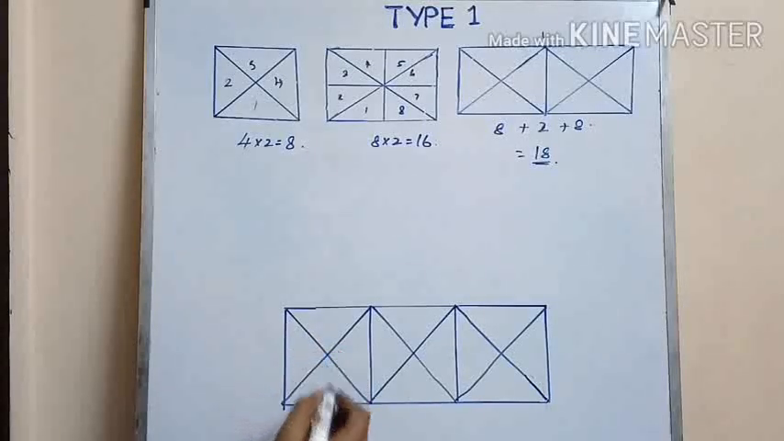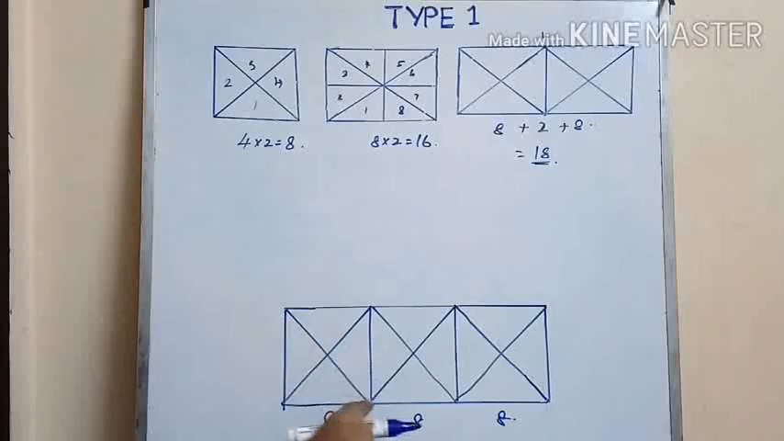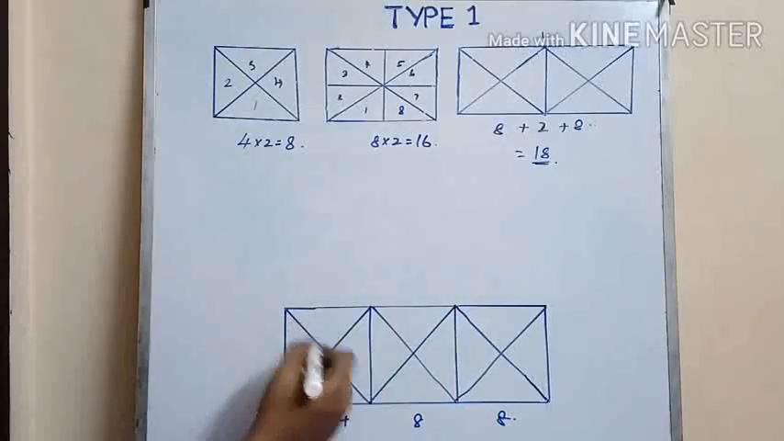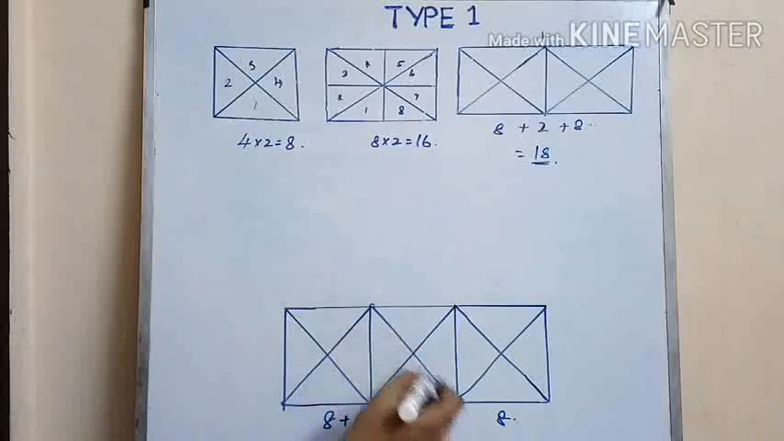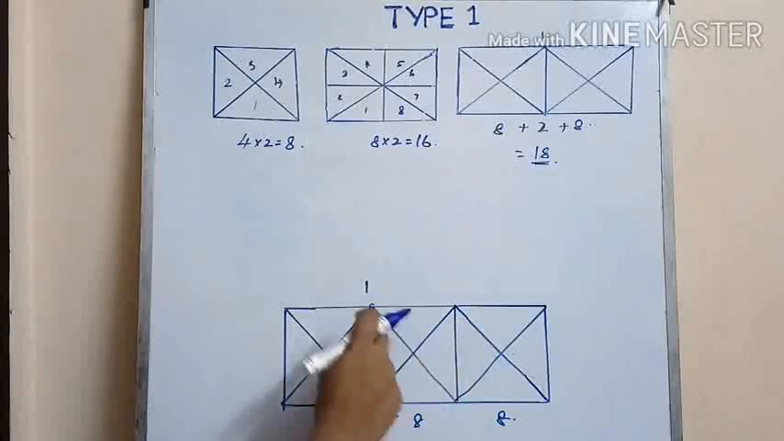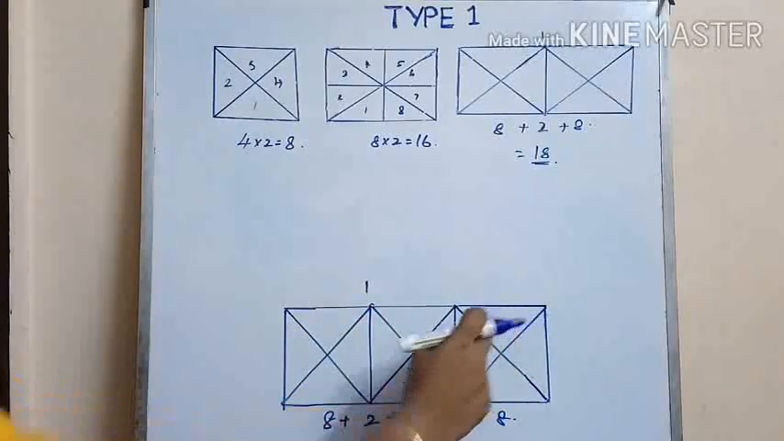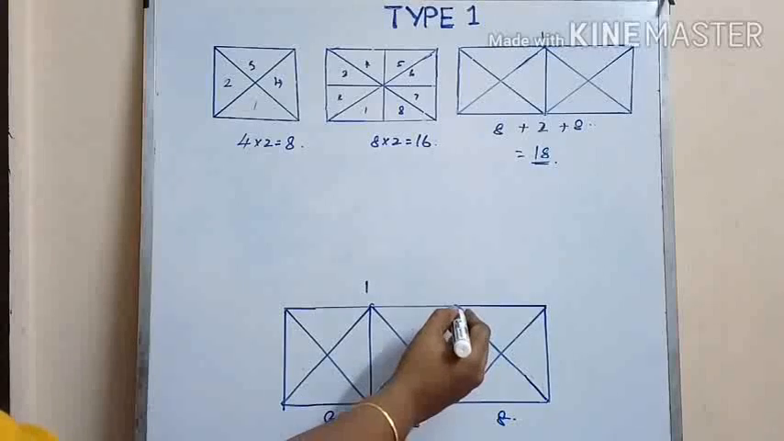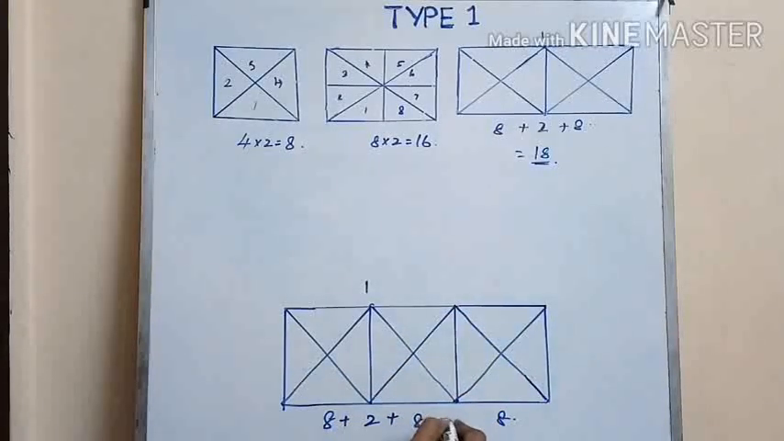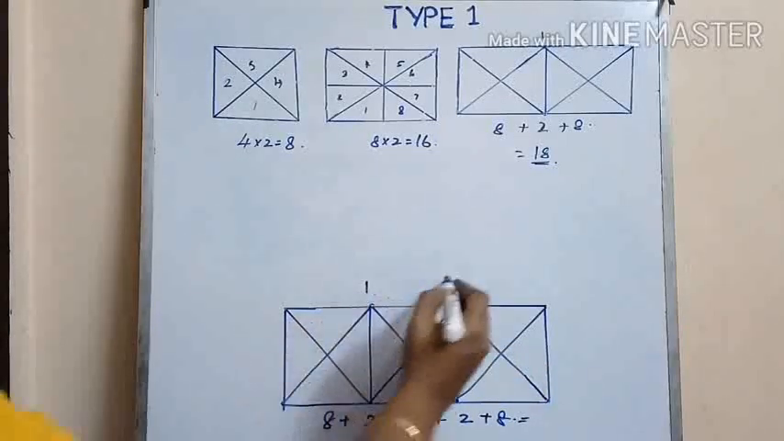Here in the last figure, each square has 8 triangles and the combined square will have 2 in the first pair and 2 in the second pair. So totally we'll have 28 triangles. Hope you can visualize it. So here we have 28 triangles altogether.